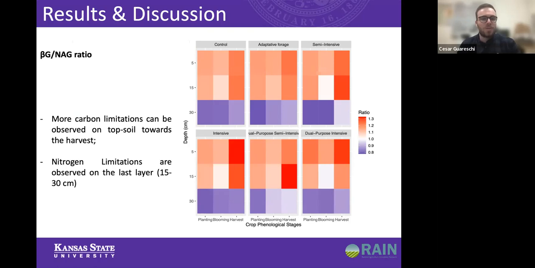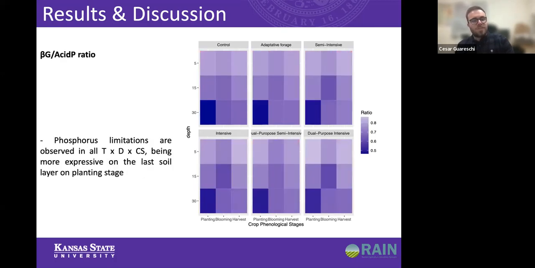So going through the beta G to NAG ratio, we can see that we have more carbon limitations in the topsoil going towards the harvest point, and more nitrogen limitations in the last soil layer, more representative at the planting stage and blooming stage for some treatments. For the beta G to acid P ratio, we can see it observed in all the treatments, depths, and crop stages, being more expressive in the last layer during the planting stage, so more phosphorus limitations.